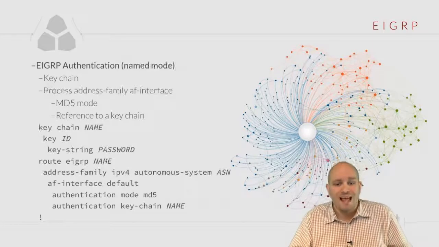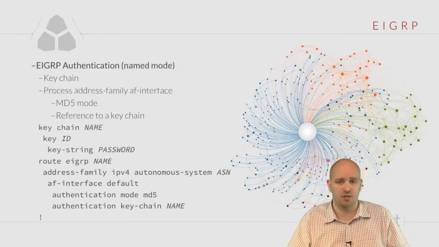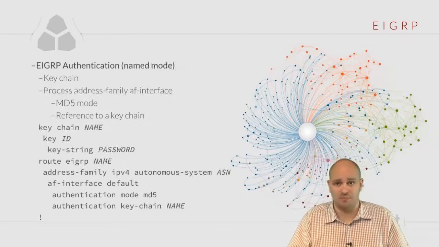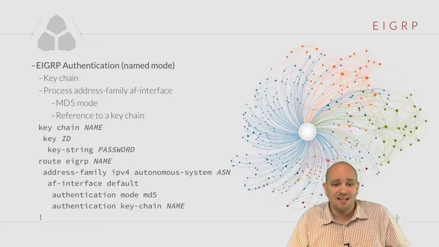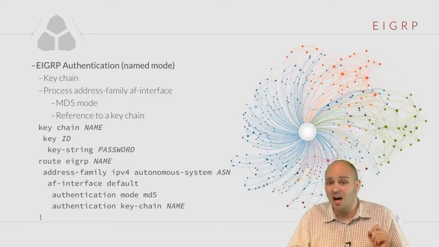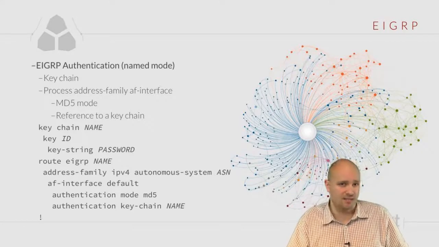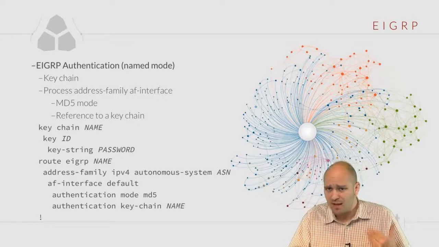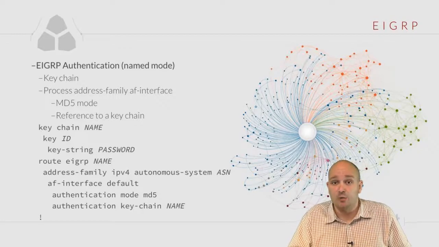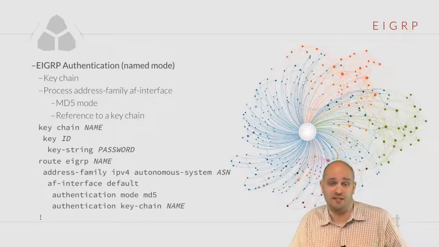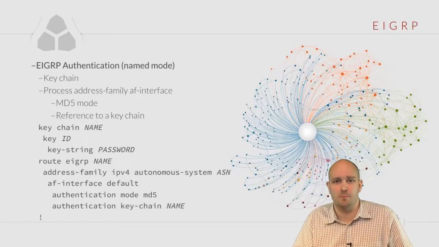Relatively straightforward. Even easier if you are using named configuration mode. Again, 2 steps are required. First, the definition of the keychain, and second, this time under the process and under the address family, we're going to go into the AF interface subconfiguration mode. And remember, for the AF interface, we can use either the keyword default, in which case this is going to apply to all the interfaces enabled for this EIGRP, or we are going to specify an interface by name.